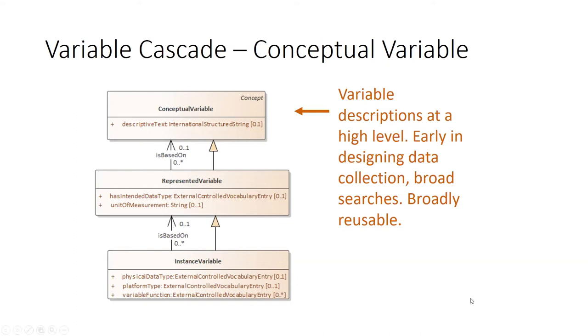We see the conceptual variable on the top that inherits from concept. If that is used very generically, that is very reusable and also searchable. But it depends what you enter there, how you use it, how reusable it is. Then we have the representation here, the represented variable, and the instance that has the physical data type, platform, etc. It could be a variable function if it is a weight and so on.